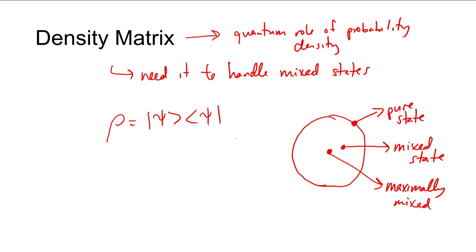If we think about the Bloch sphere and mixed states and pure states, so we have our sphere, my two-dimensional projection of a sphere. If we're on the surface of the Bloch sphere, that's a pure state. If we're anywhere inside the Bloch sphere, that's a mixed state. And the center of our Bloch sphere is our maximally mixed state.